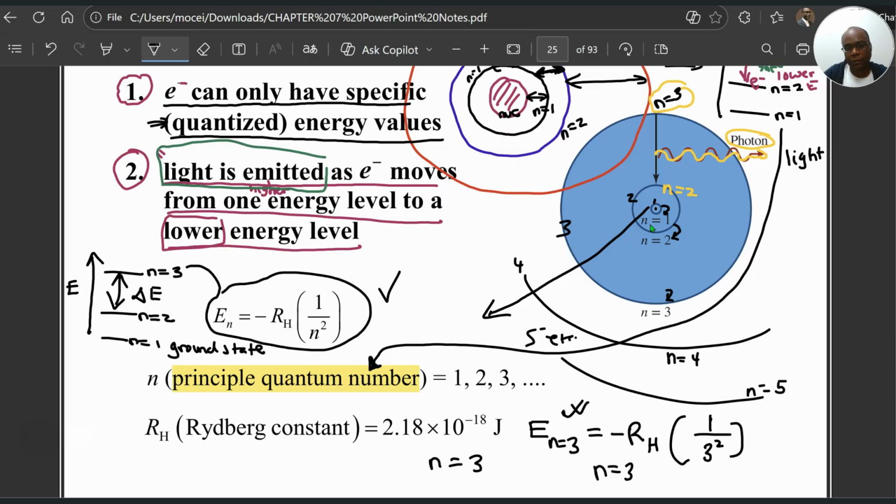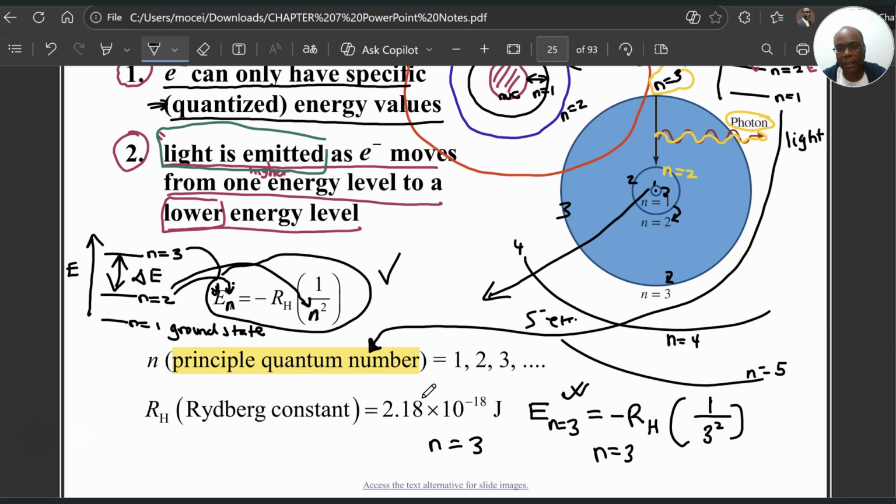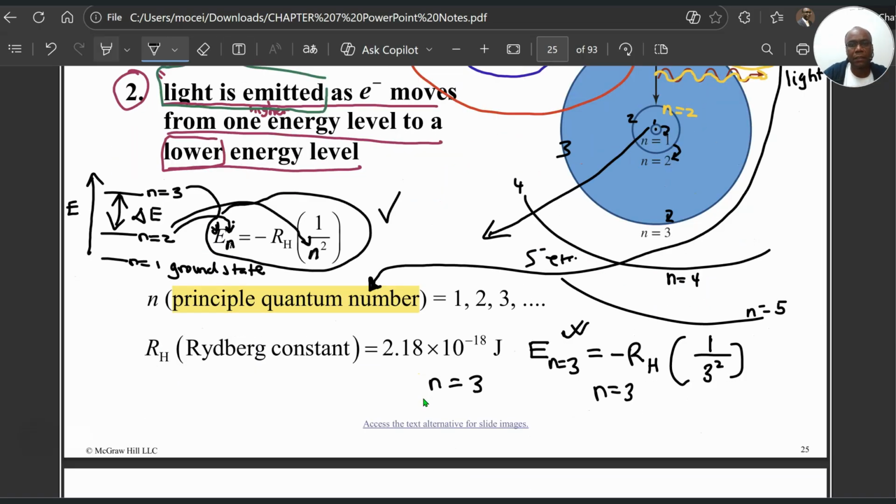Okay, where n is, we just put 3. Similarly, if you're looking at the energy level n equals 2, you'll put 2 here, and you put 2 there, and you'll find the equivalent energy value for that. The Rydberg constant, which was derived mathematically by Rydberg, the scientist, is 2.18 times 10 to the power of negative 18 joules.